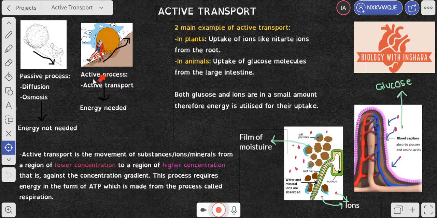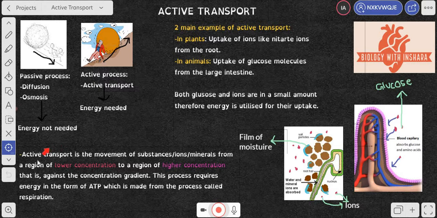Active transport, however, is an active process. Now, what does it mean when we say active process? Well, you can see I've written down that energy is needed. So active transport needs energy. Now, this is very, very important. Where does that energy come from? Respiration. In what form? ATP. Okay? So let's cut to the chase.